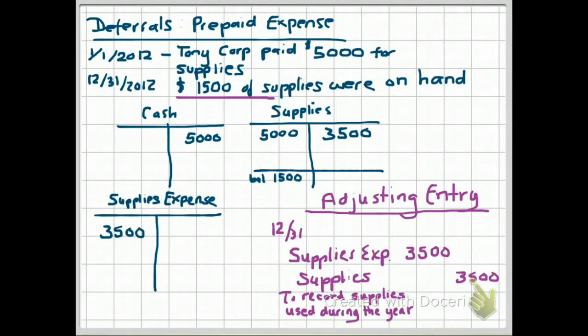Now that is your adjusting entry, and there will be several other adjusting entries that you will do. Once all the adjusting entries are recorded in the journal, you will post them to the ledger. Remember, posting simply means copying the information from the journal to the ledger.